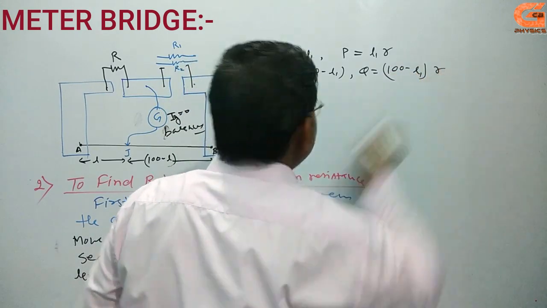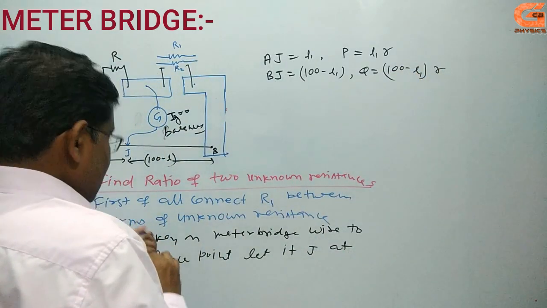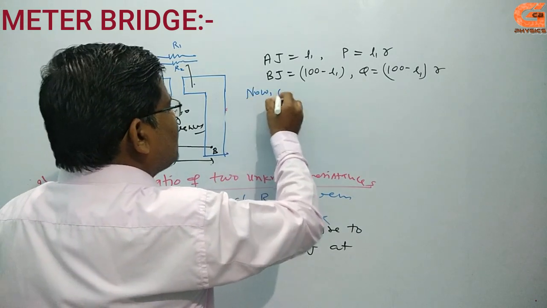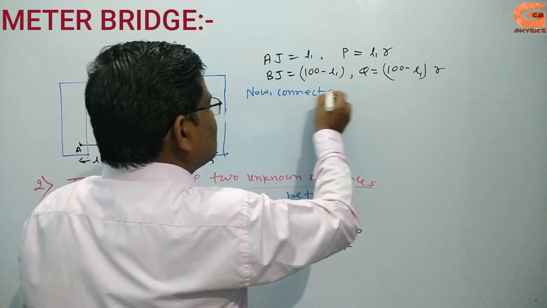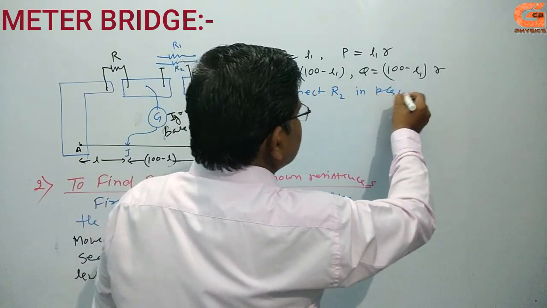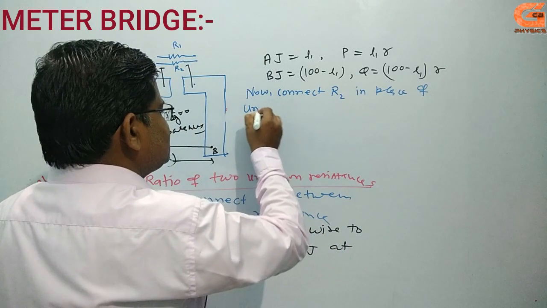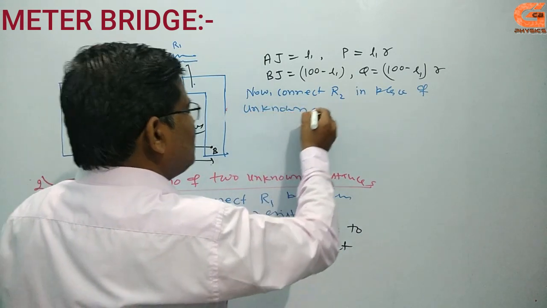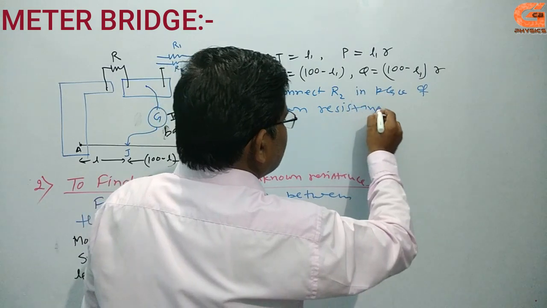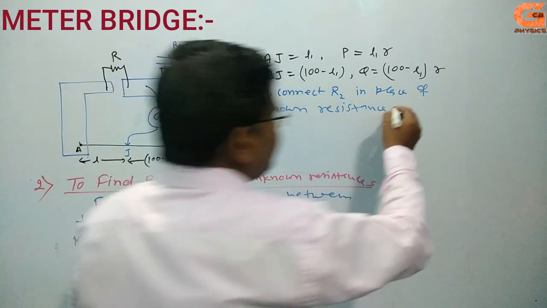The second process is now to connect R2 in place of the unknown resistance, and R1 is removed.